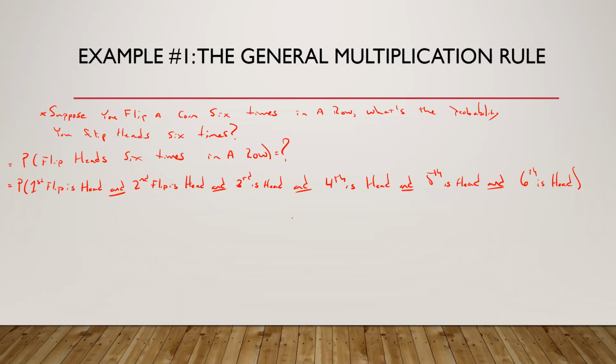Multiply. You just need to ask yourself if they're independent events, and the answer is yes. If I flip heads the first time, it's not going to change the probability I flip heads again. So this is just the probability the first is heads, times the probability the second is heads, times, and I'm just going to keep going, the probability the sixth flip is heads.